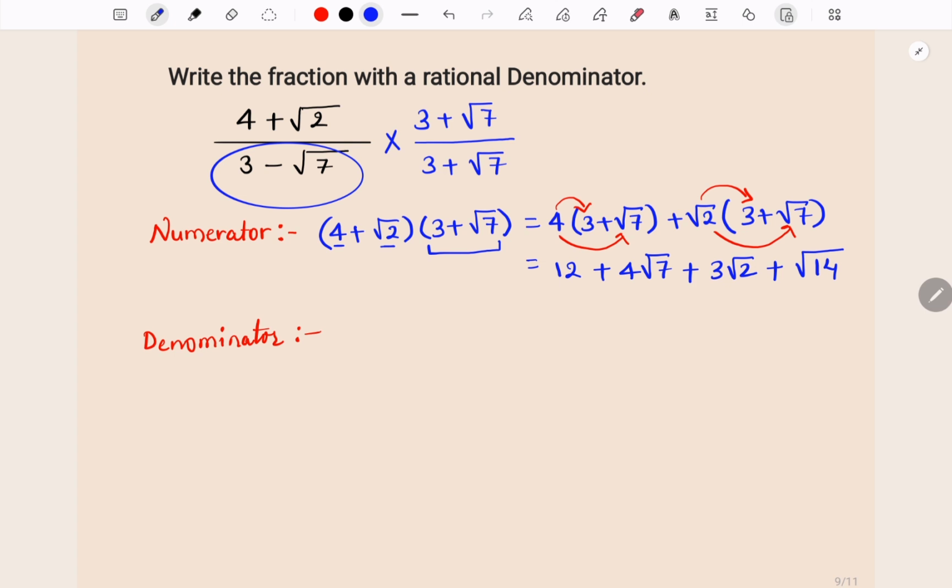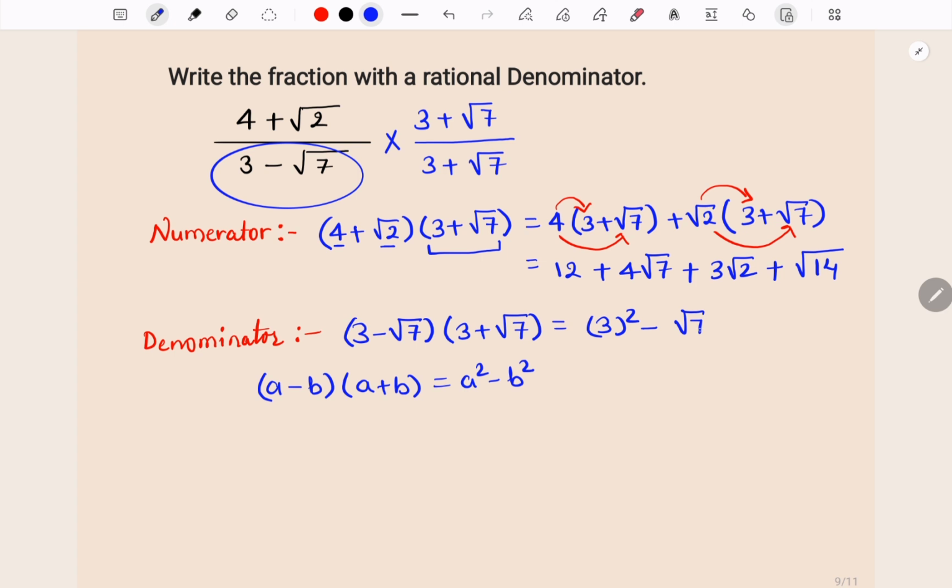Now let's solve the denominator. We have 3 minus root 7 multiplied by 3 plus root 7. Again, using the property a minus b multiplied by a plus b is a squared minus b squared, I can write this as 3 squared minus root 7 squared. So we know that 3 squared is 9 and root 7 squared is 7. So 9 minus 7 is 2.